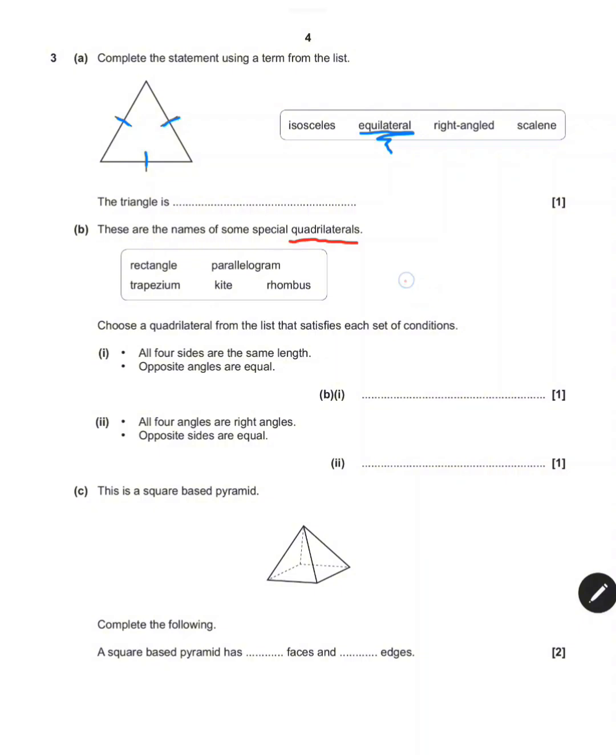So all 4 sides the same, opposite angles equal. That's going to have to be a pushed over square. The fact that it's got all 4 sides the same means it's got to be based on a square, and that's called a rhombus. Then we're looking for 4 right angles, and the opposite sides are equal. Well, if we've got right angles, it's got to be either a square or a rectangle. And this thing that says opposite sides are equal means they're the same and they're the same. So that is a rectangle.